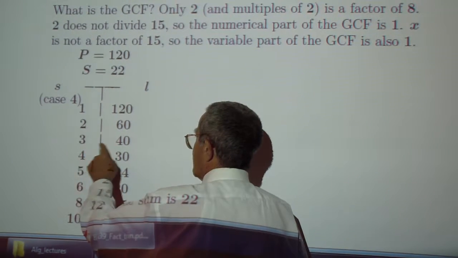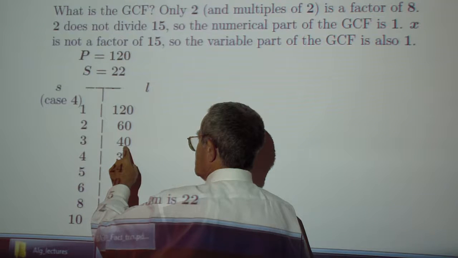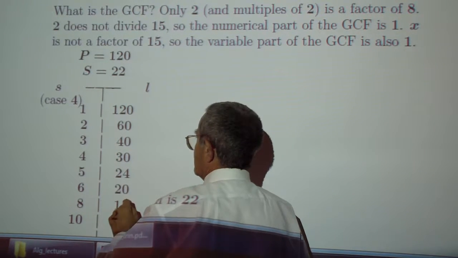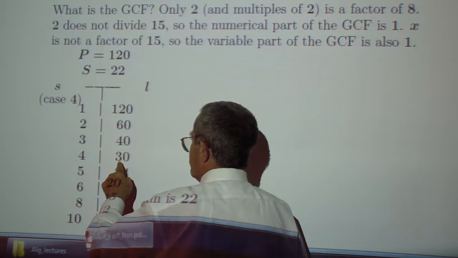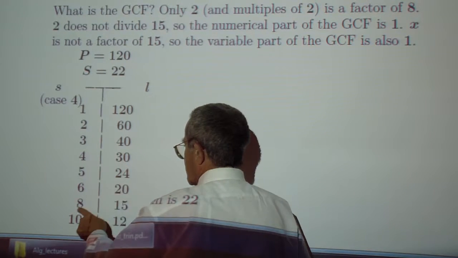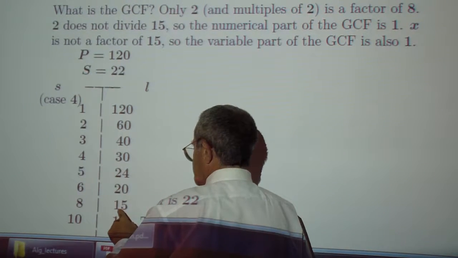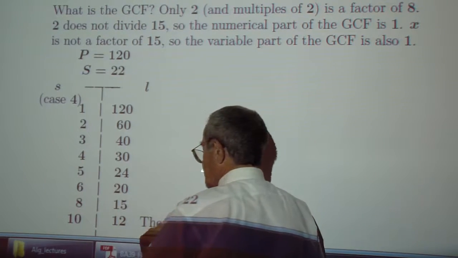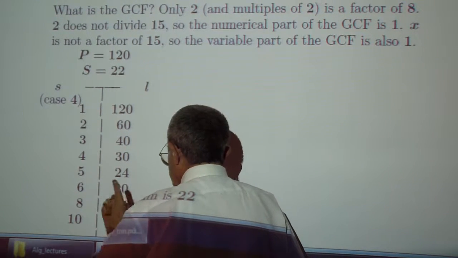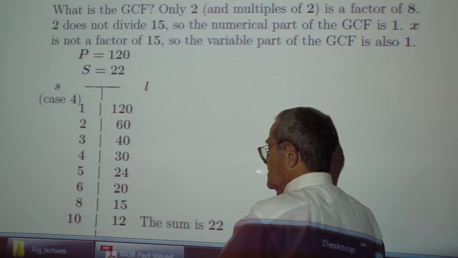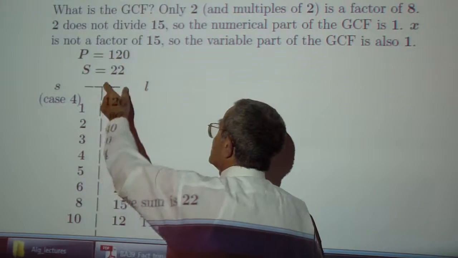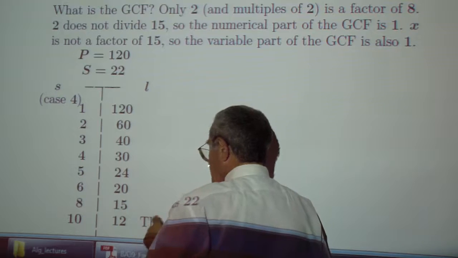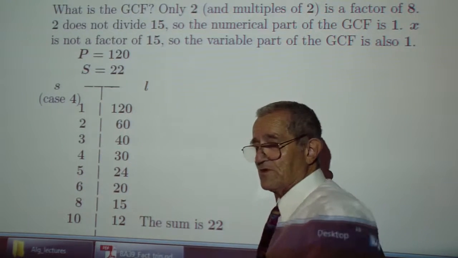6, after you divide by 3, you can still divide by 2. Divide by 2, you get 20. After you divide by 4, you can still divide by 2 to get 8. So half of 30 is 15. And this is 23. 10 times 12, the sum is 22. You found two numbers whose product is positive 120 and whose sum is 22.